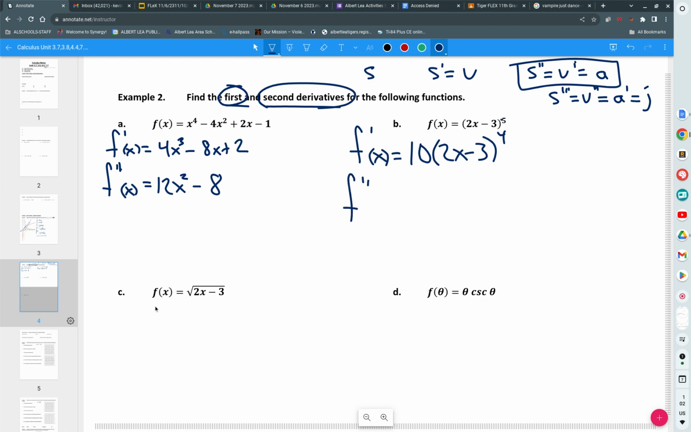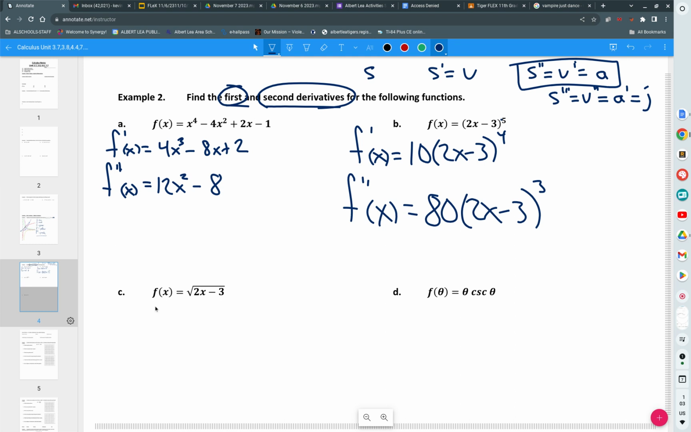The second derivative, if you want to make the table, the boxes, you can. But again, the derivative of the inside is 2 times the outside would be 20, and then you drop the 4, you would get 80. So you see now, using the chain rule, we can make this quite simple, can't we?